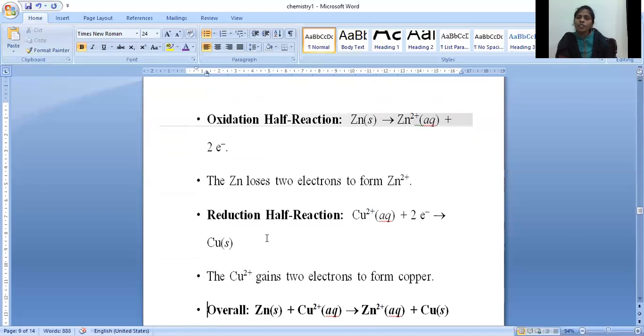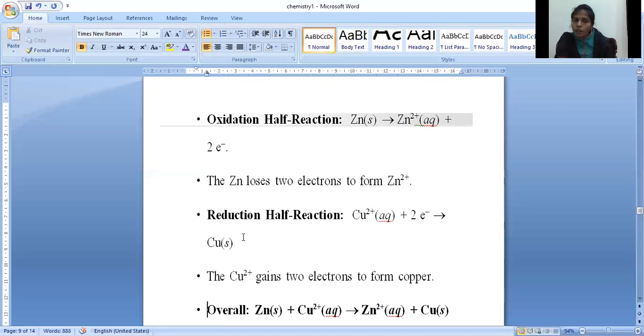So what is oxidation? Oxidation is nothing but loss of electrons. Oxidation is loss of electrons, OIL. Let us see the oxidation half reaction. I will explain later why we are calling it a half reaction. Zinc is losing 2 electrons to produce Zn plus 2. By losing 2 electrons, it got the positive charge, that is plus 2. The zinc loses 2 electrons to form Zn plus 2.